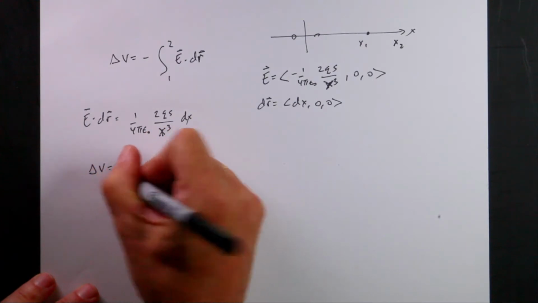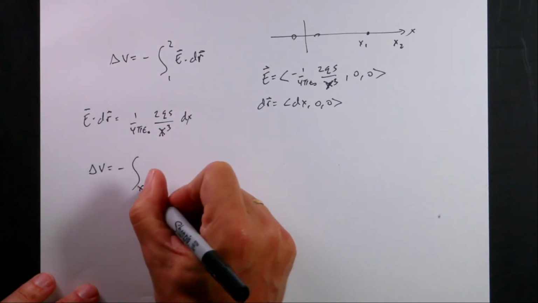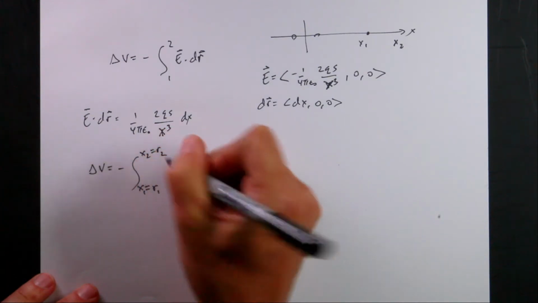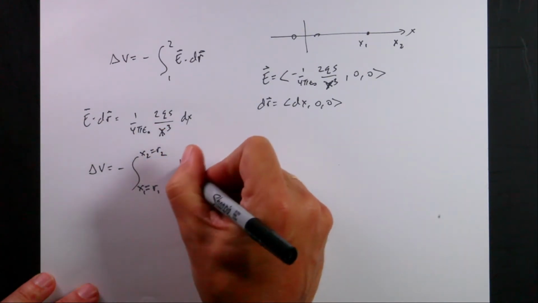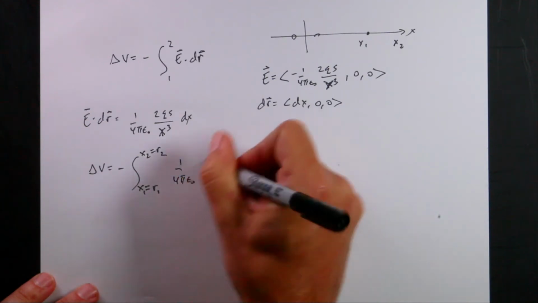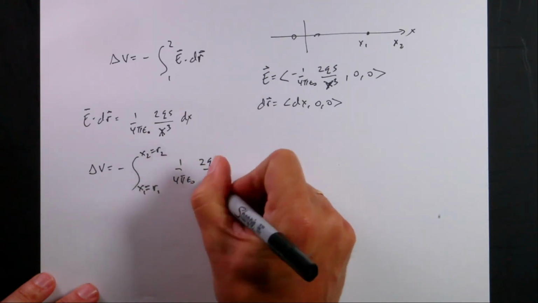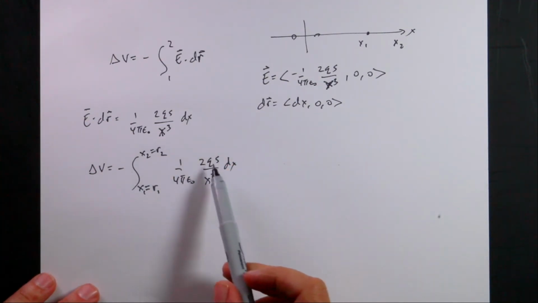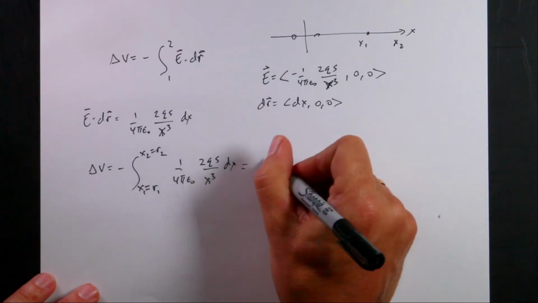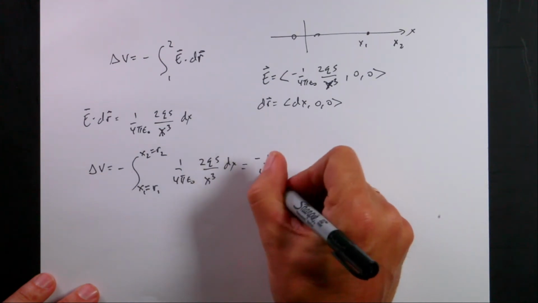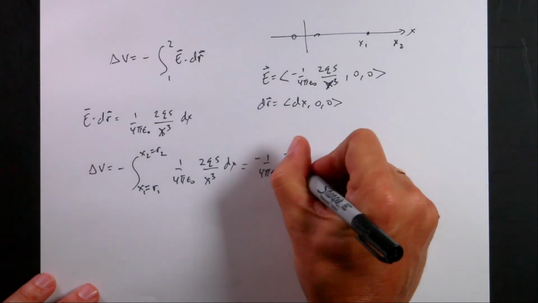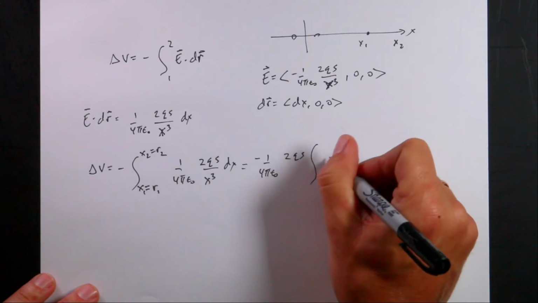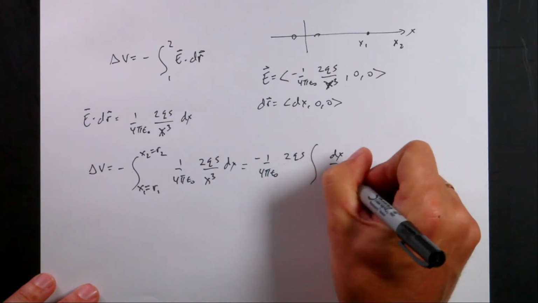So delta V is going to be negative the integral from x1 equals r1 to x2 equals r2. And then I have this thing, 1 over 4 pi epsilon naught, 2qs over x cubed dx. Now that's not too difficult to integrate because a lot of that stuff's constant. Let's pull that out front: negative 1 over 4 pi epsilon naught, 2qs. That's all a constant. So I just have the integral of dx over x cubed.